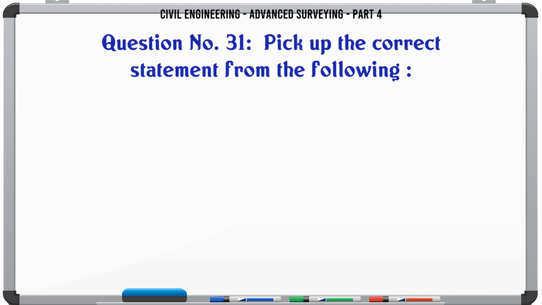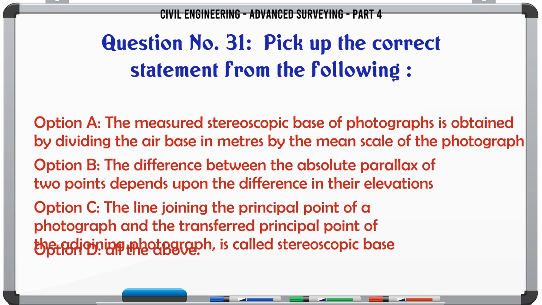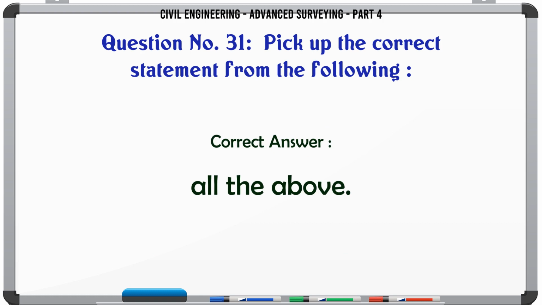Pick up the correct statement from the following. A. The measured stereoscopic base of photographs is obtained by dividing the air base in meters by the mean scale of the photograph. B. The difference between the absolute parallax of 2 points depends upon the difference in their elevations. C. The line joining the principal point of a photograph and the transferred principal point of the adjoining photograph is called stereoscopic base. D. All the above. The correct answer is all the above.